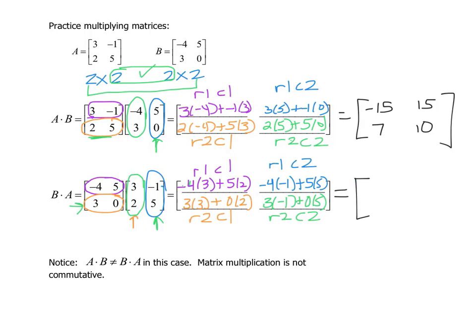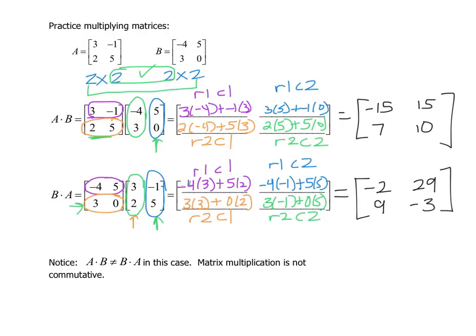We end up with, let's see, negative 12 plus 10, that's negative 2. Negative 4 times negative 1 is positive 4 plus 25, so that's 29. 9 plus 0 is 9. Negative 3 plus 0 is negative 3.